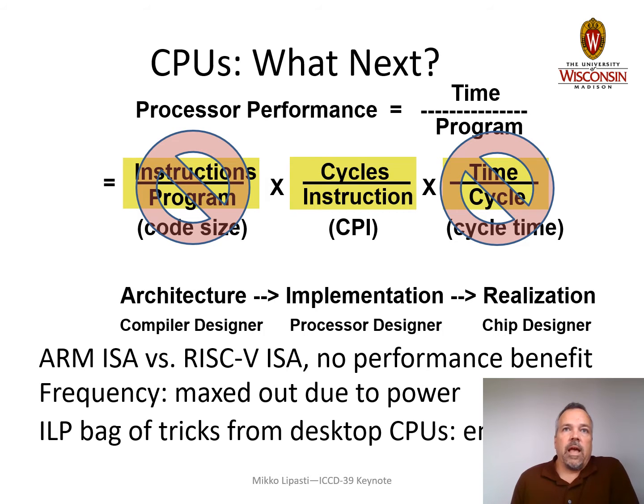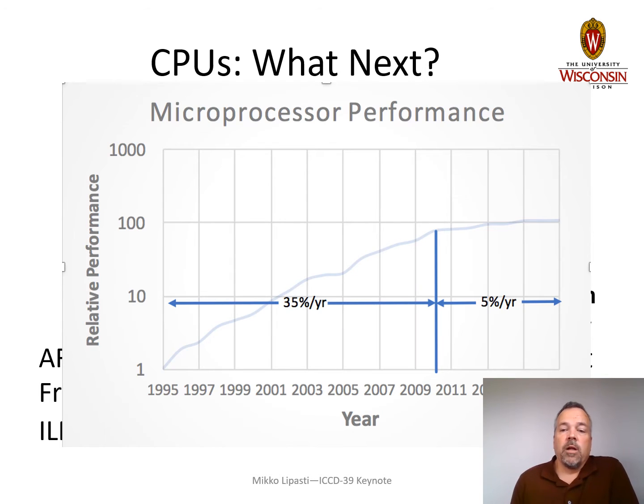We don't really have any remaining tricks there that we can easily just grab and deploy and utilize. So what are we going to do? Where are we going to go from here? Well, if you look at what's happened over the last 25 or so years, we had compound growth of about 35% per year for a long time.